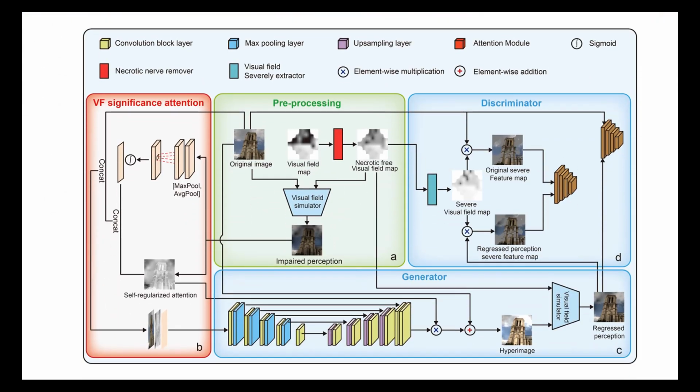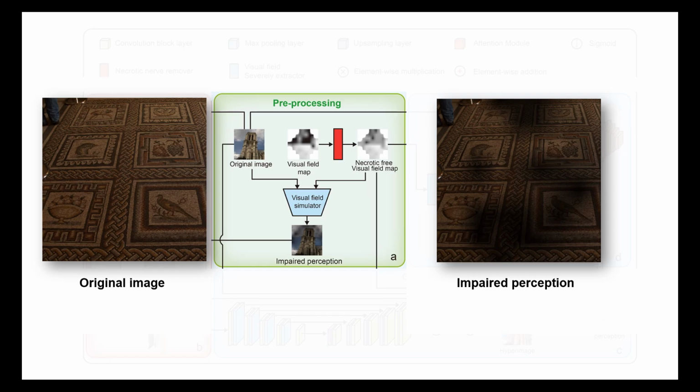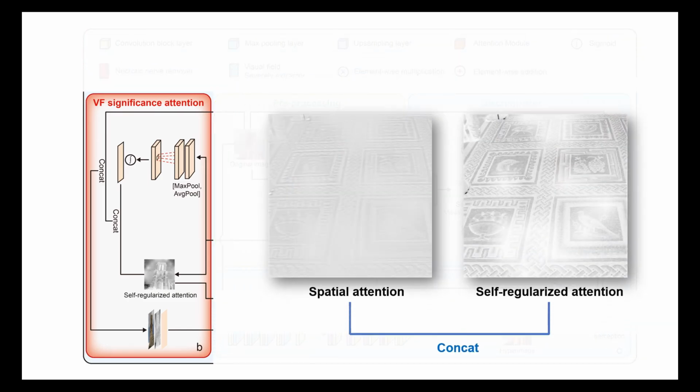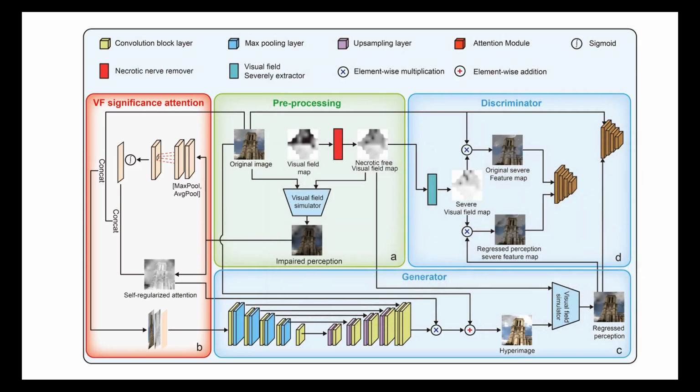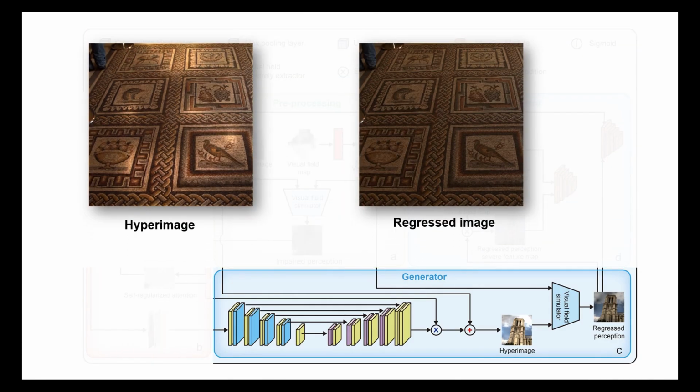This is VF lens's network structure. Blind spots represent imperceptible areas, and enhancing them is unnecessary. Therefore, in pre-processing, we adjust the parameters of these areas and exclude them from the computation process. We transfer the simulated impaired perception image to the VF significance attention module to extract attention, and concatenate it with the original image as input to the generator of VF lens.